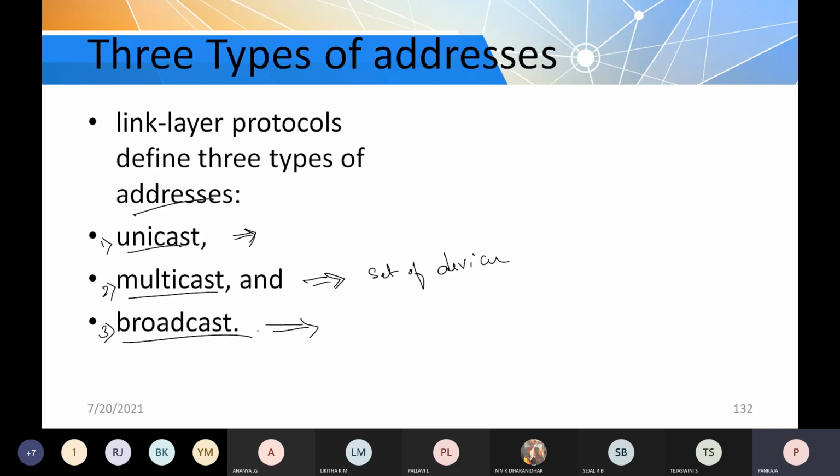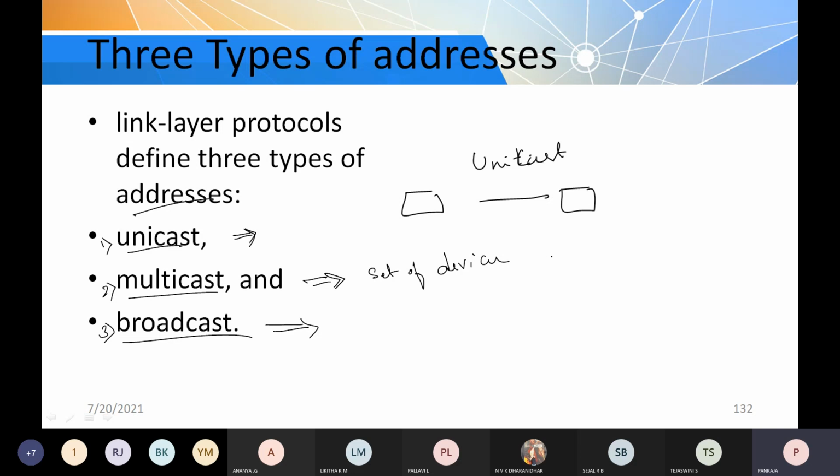Yesterday we discussed 3 types of addresses. Unicast means one to one. If I want to speak to somebody else, Ashita, I'll directly call her number. From my device I'll make a communication directly to her number. This is called unicast. Unicast means one to one.